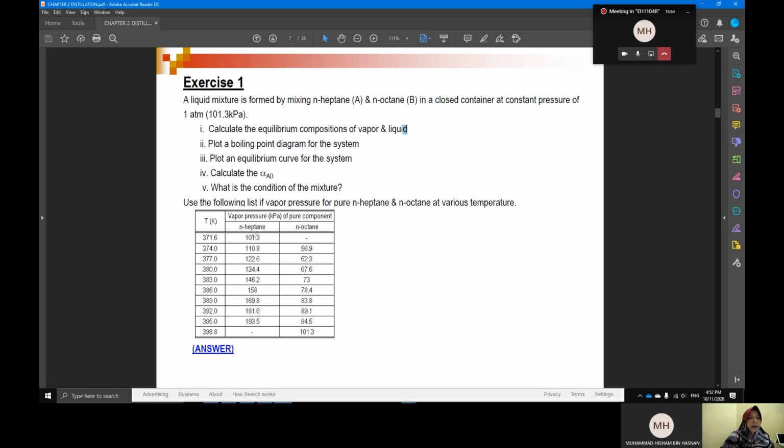So this is what you have actually. This is just the vapor pressure of pure component A. Okay, vapor pressure. And the value here is in Kelvin for the temperature. And this is the vapor pressure of pure component B. Dia bagi vapor pressure je. So macam mana nak cari X? Macam mana nak cari Y?